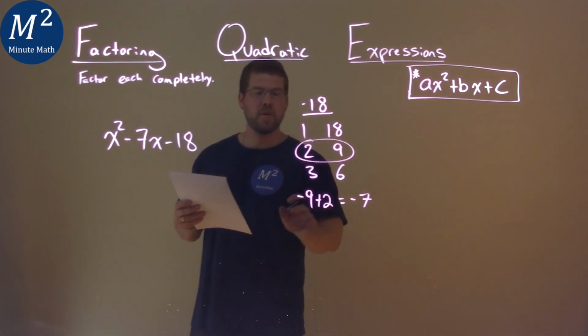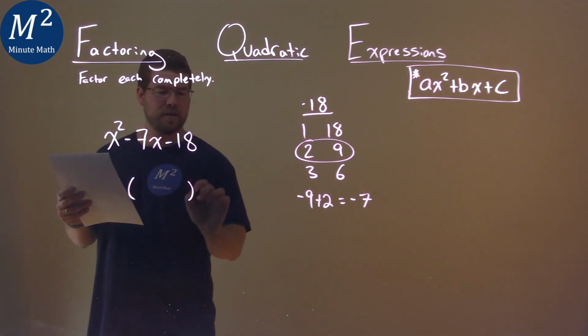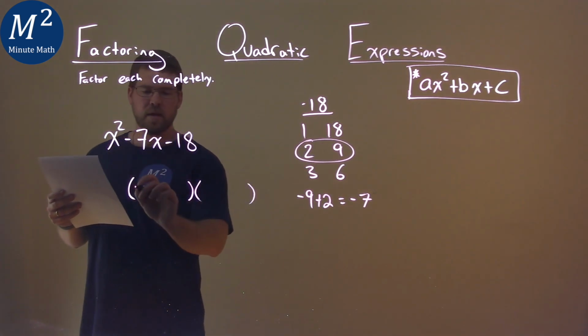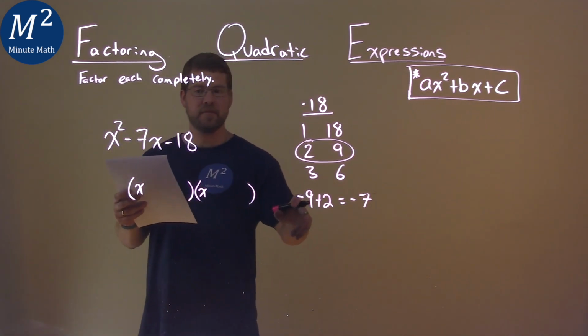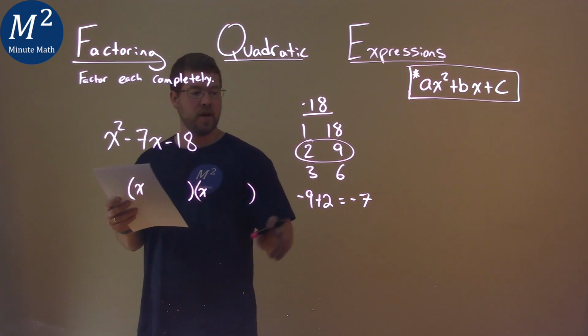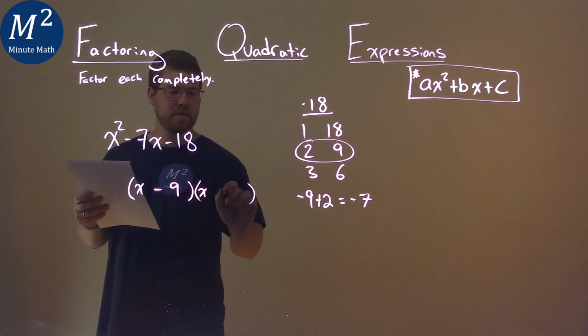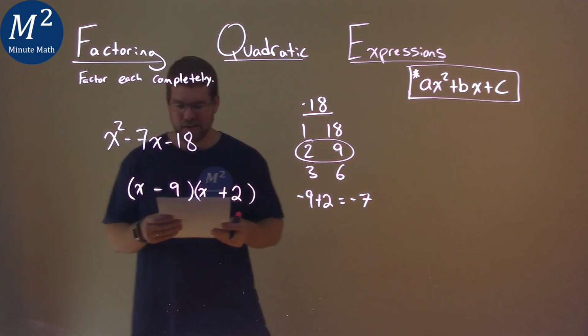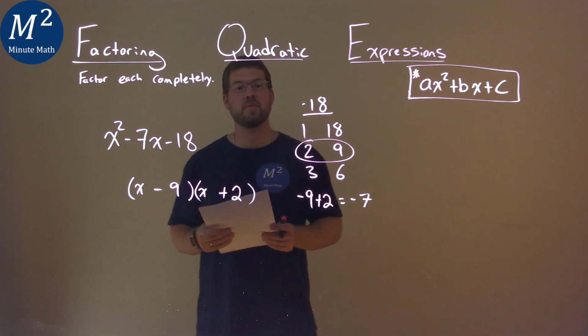All right, so with that information, this is actually pretty simple to break down. We have our x here, our form. We have x times x. The two numbers that multiply to be negative 18 but add to be a negative 7 are negative 9 and positive 2. So we put a minus 9 here, a plus 2, and that is it. That is our final answer, x minus 9 times x plus 2.